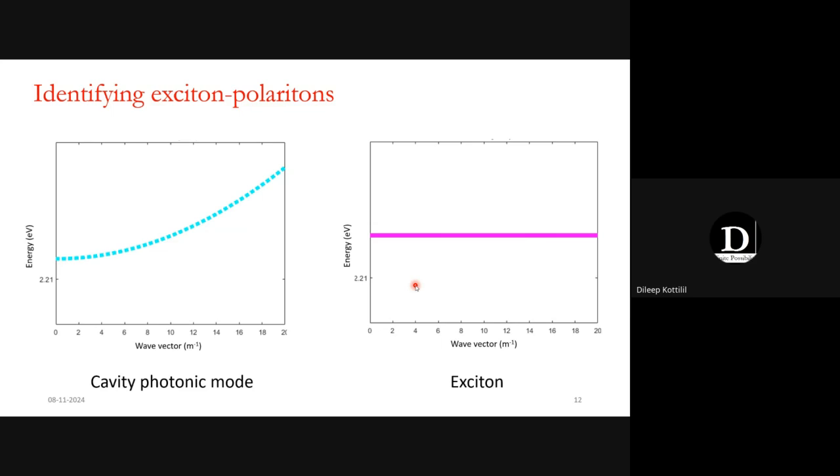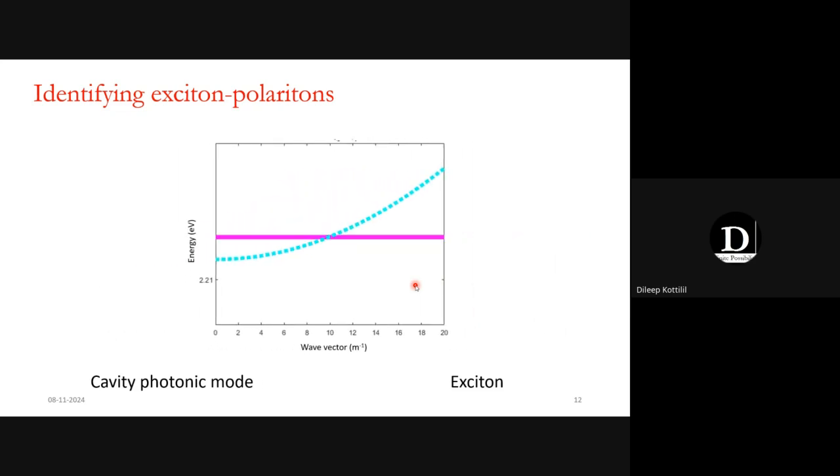So the exciton doesn't change with the direction or the in-plane wave vector. So its energy is always going to stay constant. But for the photon, it's going to be different depending on the in-plane wave vector. Now, these are the two different energy band diagrams independently, but our aim is to see what would be the energy band diagram in a strong coupling system.